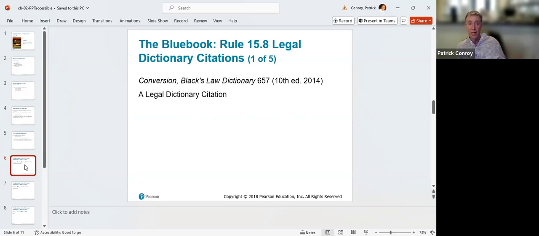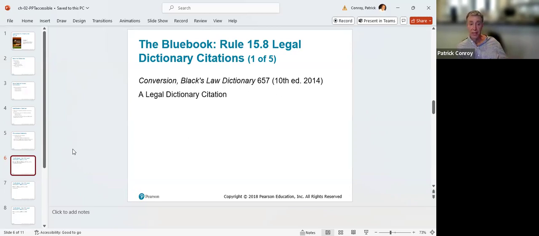You're going to want to look up legal terms, like what's conversion. And so they show you how to cite it. If you watch my video on using LexisNexis, you saw that you can sort of click a button and get the proper cite. But this is useful if you see something cited and you want to look it up.